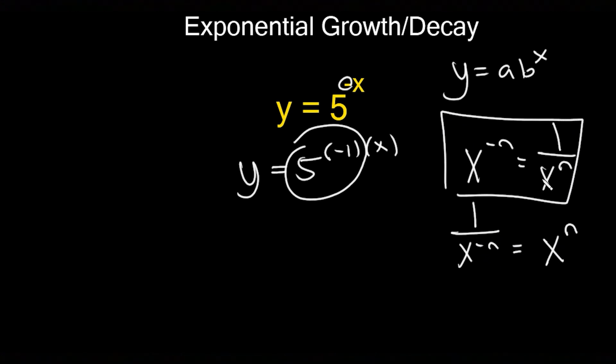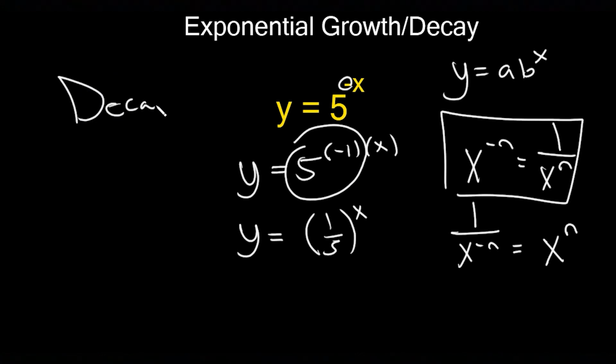So I can rewrite this as a fraction. Instead of being 5 to the negative 1, it's going to be 1 over 5. So now I'm going to rewrite it as y equal to 1 over 5, all to the x power. And now you can see that your base is actually going to be less than 1. It's in between 0 and 1. So on this one here, we actually have decay. Okay? This will be decay.